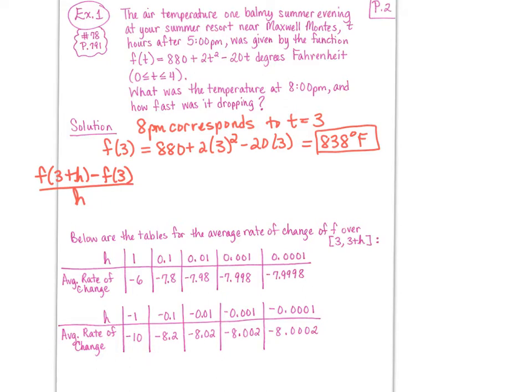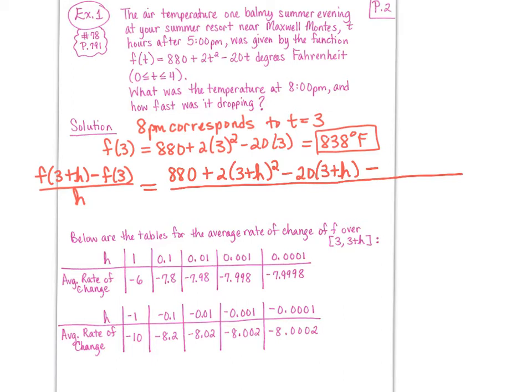So, good. That's equal to 880 plus 2 times the quantity 3 plus H squared minus 20 times the quantity 3 plus H. And then we're going to subtract, what's F of 3? So 838, good. So we subtract 838, divide it all by H. So that is the formula for your average rate of change, okay? That's the formula for the average rate of change.